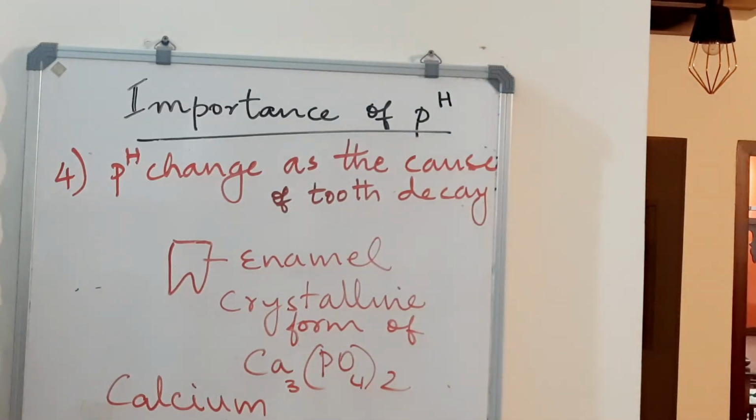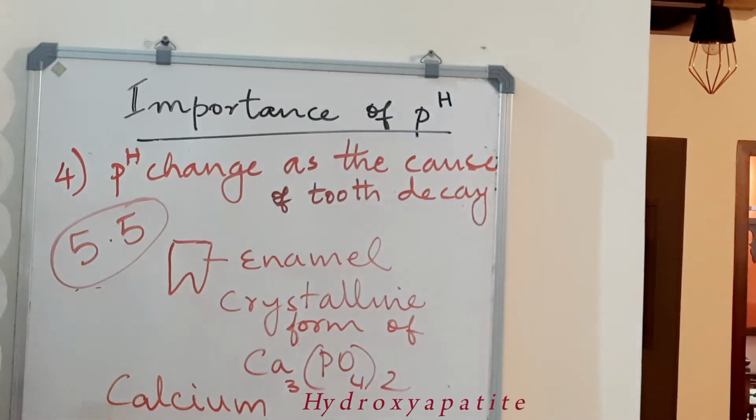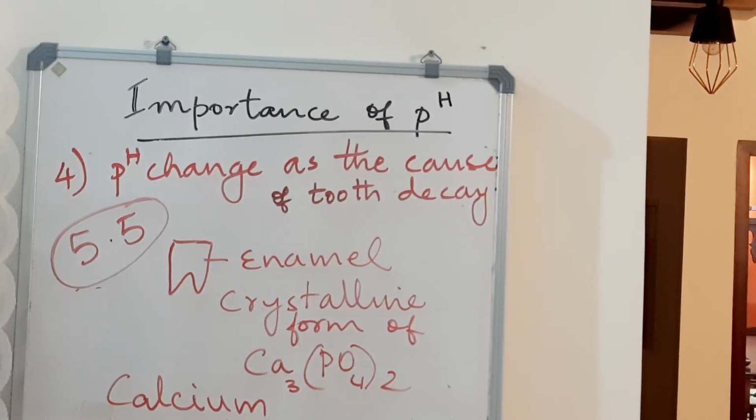The enamel does not dissolve in water, but when it is attacked by acids, it is corroded when the mouth pH is below 5.5. It is not affected by water. And the tooth decay starts when the pH is lower than 5.5. So the pH of the mouth should always be above 5.5. When the pH lowers and becomes 5.5 or less, tooth decay starts.